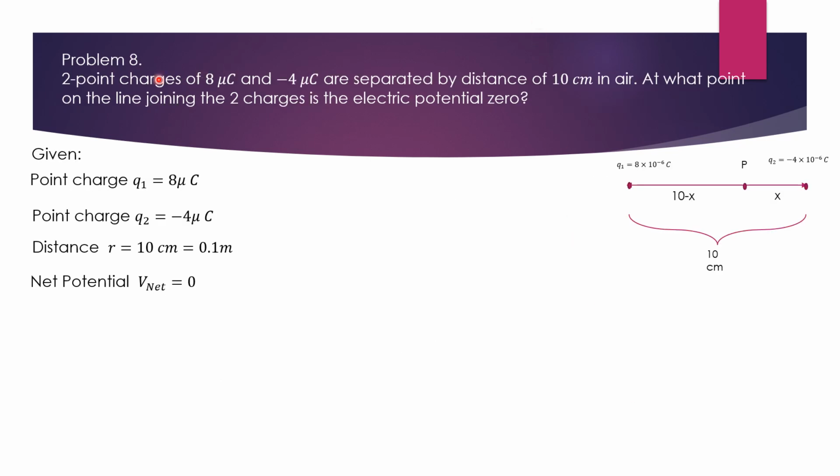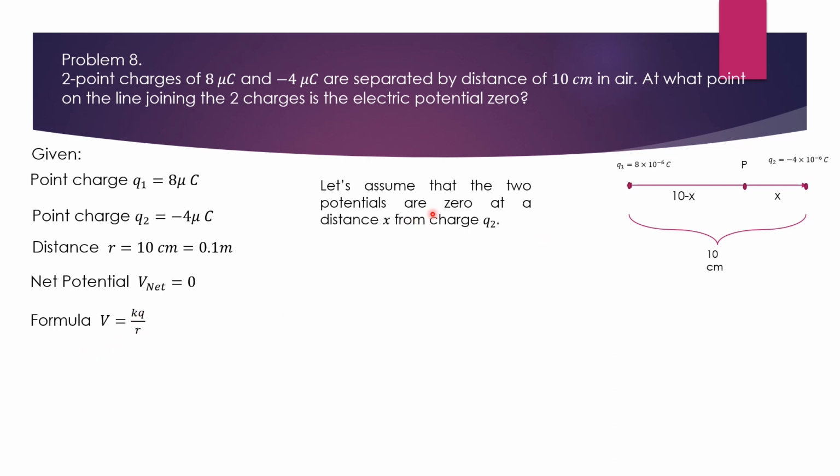Problem 8. 2-point charges of 8 microcoulomb and minus 4 microcoulomb are separated by a distance of 10 centimeter in air. At what point on the line joining the 2 charges is the electric potential 0? So the formula that we use is V is equal to KQ over R, that is for the electric potential.